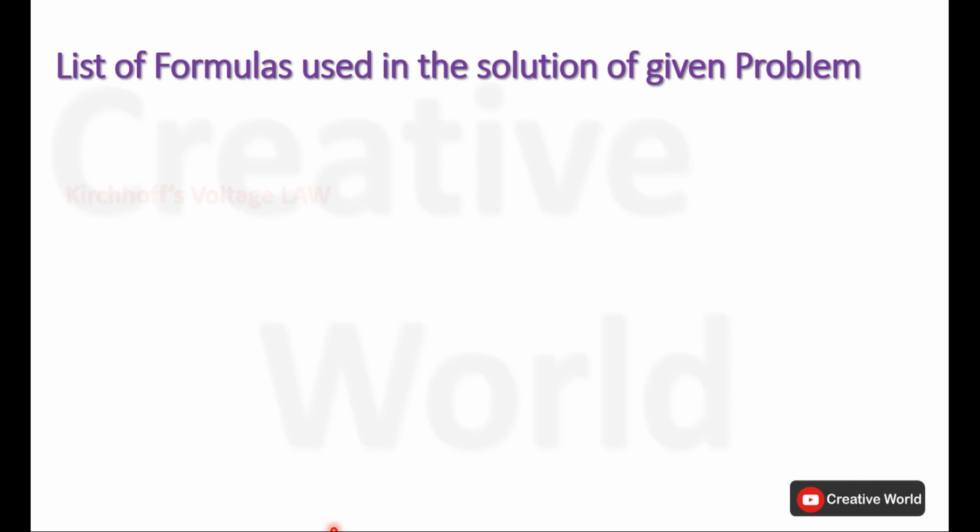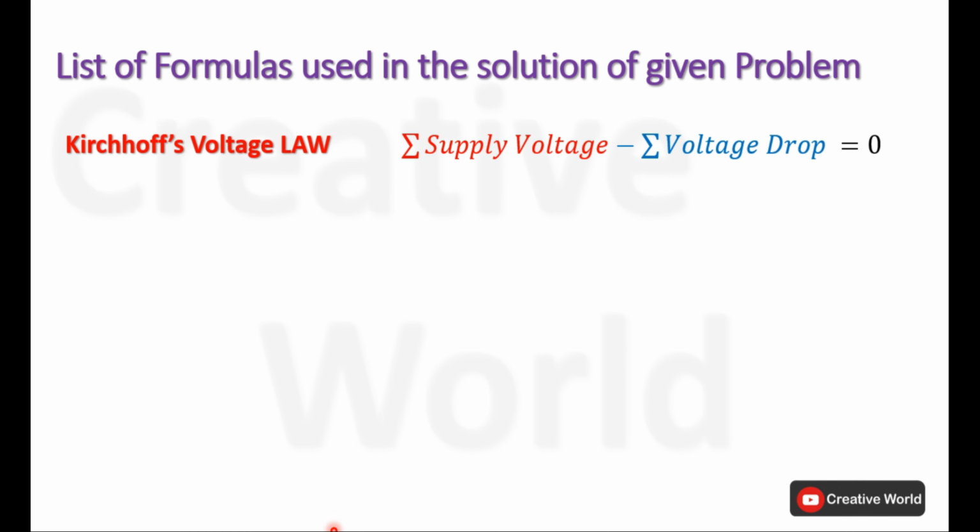While solving this problem, we will be using Kirchhoff's voltage law. According to this law, the cumulative supplied and dropped voltage across circuit elements in a closed loop is always equal to 0. We also will be using Ohm's law. According to Ohm's law, voltage across any resistance R is always equal to the product of current through that resistance and the value of resistance.